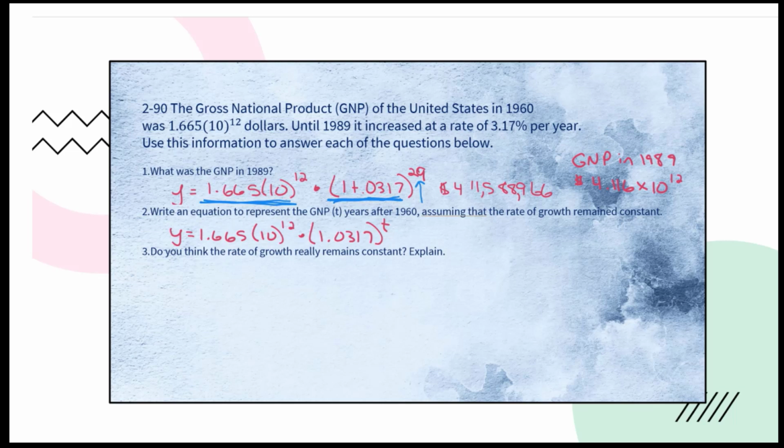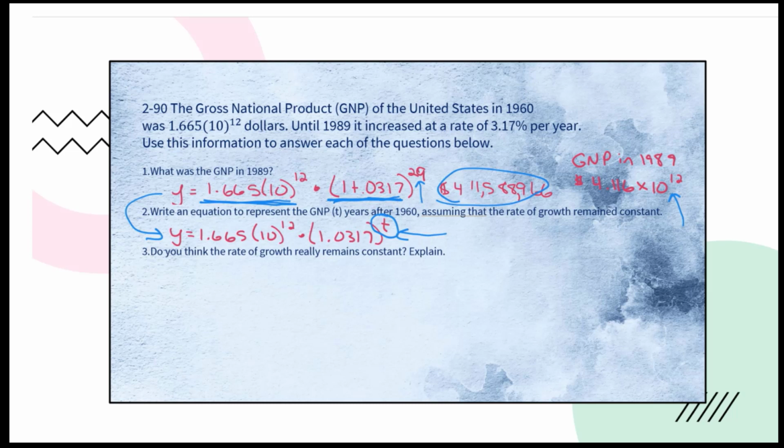So when you do that in the calculator, you will get this amount, but some of you will also get a gross national product in scientific notation, which would be 4.116 times 10 to the 12th dollars. And that was in 1989. But then that also helps us with the equation. So the only thing that changes from here to here as far as the equation is that now instead of 29, we put a variable for t, and this would show exponential growth, okay?